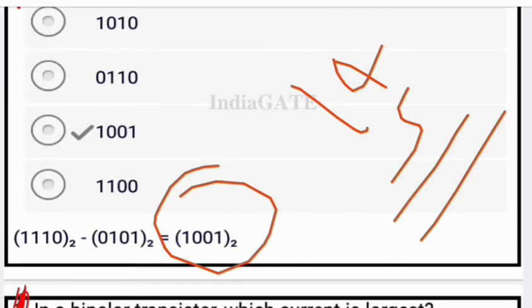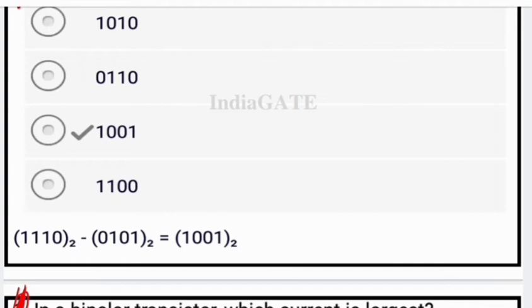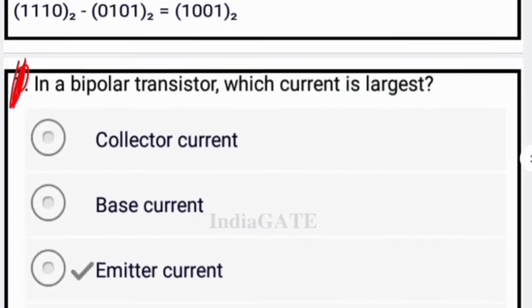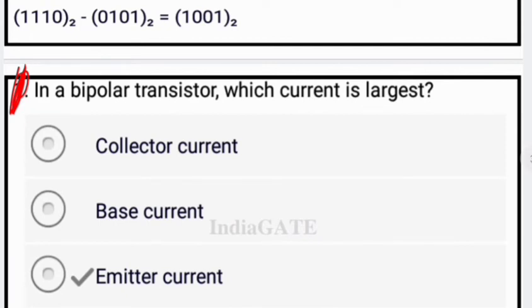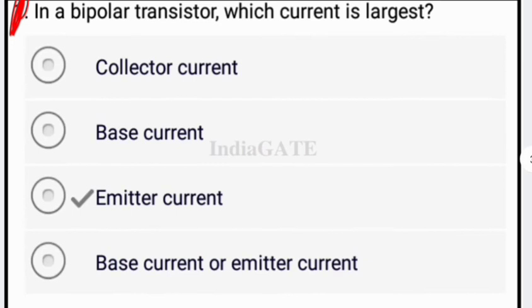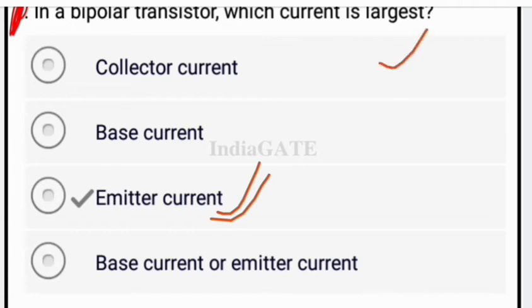Okay, now come to the next question. The next question is defined as, in a bipolar transistor, which current is largest? Bipolar transistor. Okay, so here four options, first, second, third and fourth. So correct answer of this question is your emitter current. Emitter current is your correct answer, means in the bipolar transistor the emitter current is your largest.